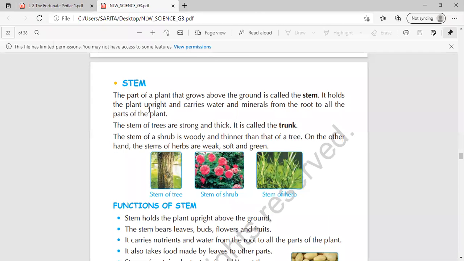It holds the plant upright and carries water and minerals from the root to all the parts of a plant. It holds the plant upright, means it keeps the plant absolutely straight. I told you that roots send the water, minerals and nutrients. It carries water and minerals from the root to all the parts of a plant.